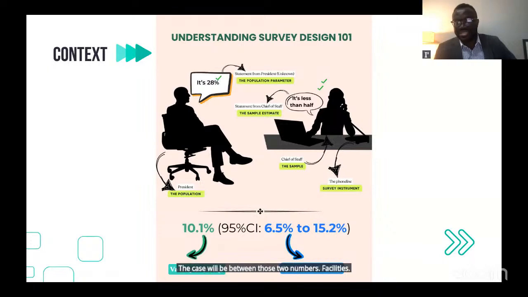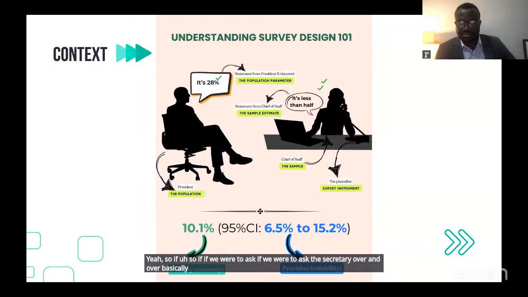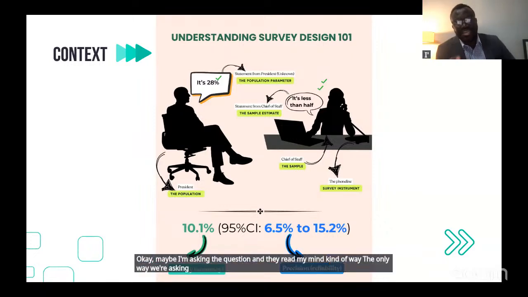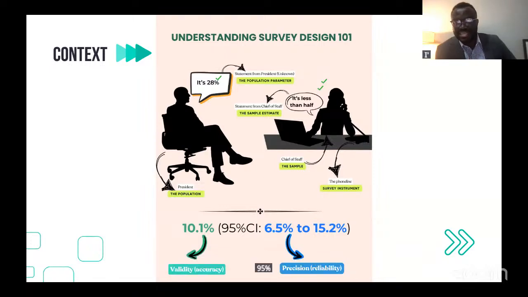Okay. Somebody else wants to try? Ntumishi? "Yeah, so if we were to ask the secretary over and over, basically it means that in most cases, her precision would be between the two numbers." Okay. Maybe I'm asking a question in a read-my-mind kind of way, but what we're asking is this, let me be more specific. 95% of the time, the answer that the secretary gives us, what would be the nature of that answer?